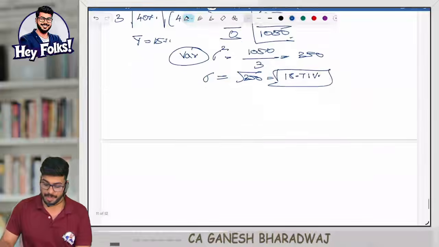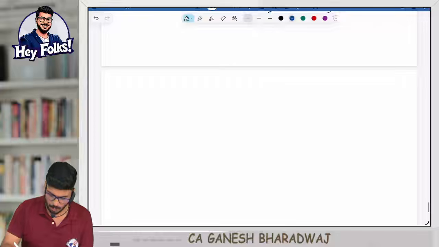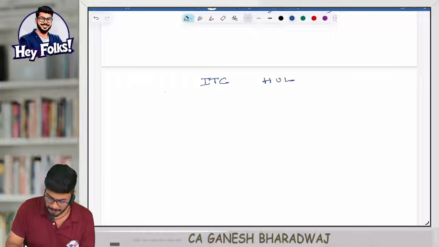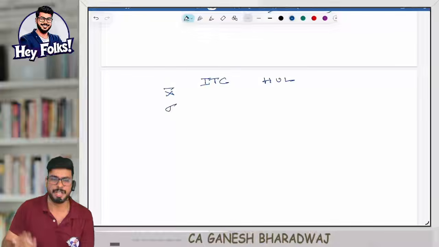Fine, sir. We got this. Let us put this as one table. Now, what were the two shares, guys? Come on, tell me. I need your help now. Come on, guys. ITC and HUL. X bar, standard deviation. You guys tell me.